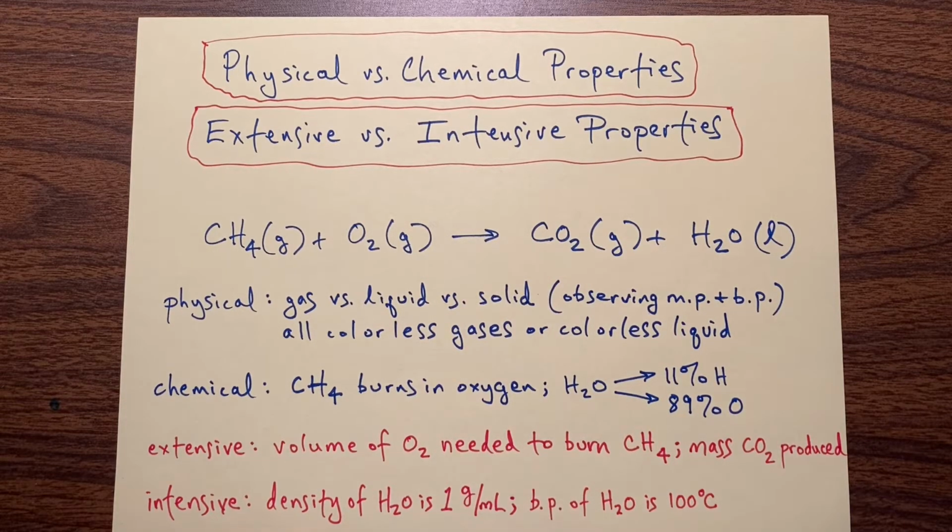Intensive properties are inherent qualities of something. So observing the fact that the density of water is 1 gram per milliliter is an intensive property. It doesn't matter how much water you have. A swimming pool of water has the same density as a coffee cup filled with water. It's 1. Observing the boiling point of a cup of water to be 100 degrees C versus the boiling point of a lake or a swimming pool, they're both going to have a boiling point of 100 degrees C. That's intensive. That's the difference between the two.